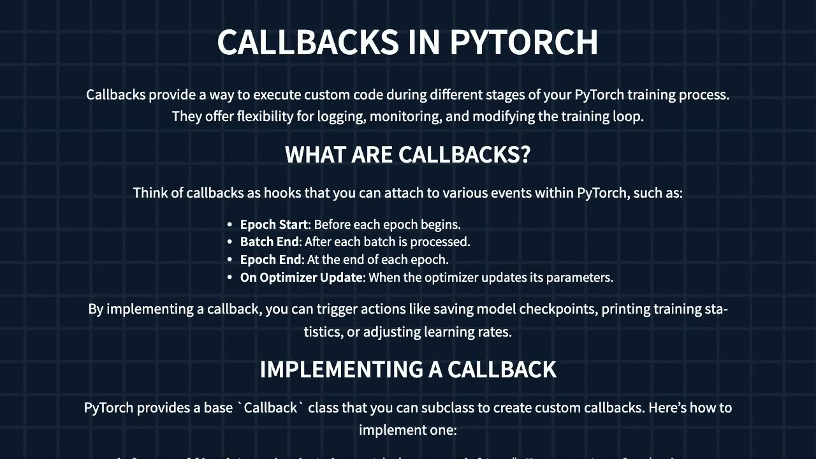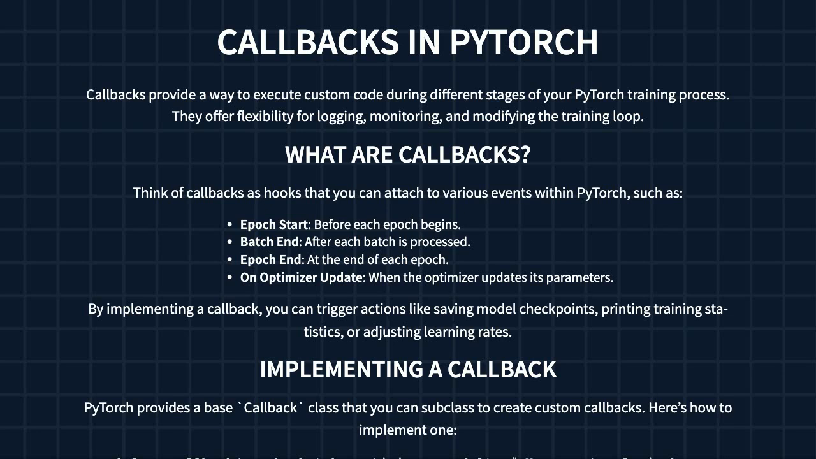Let's talk about callbacks in PyTorch. They are essentially hooks that let you add custom code into your training process at specific points, like the start of an epoch, after each batch, or even when the optimizer updates its parameters. Think of them as ways to monitor and influence what's happening during training. You can use them for all sorts of things: logging progress, saving checkpoints, adjusting learning rates, you name it.